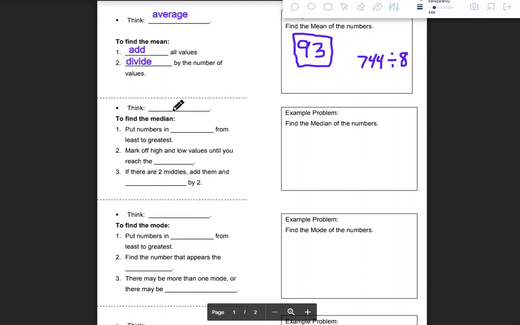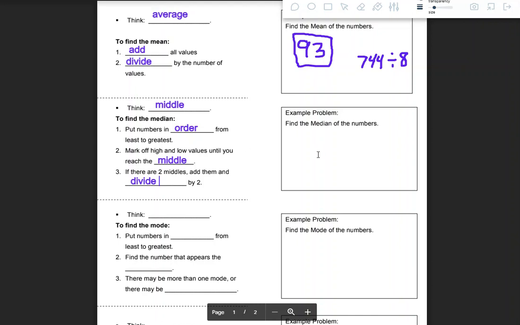When you think median, you want to think middle. What we have to do is put our numbers in order from least to greatest. We mark off high and low values until we reach the middle. If there are two middles, then we add them and then we divide by 2. So sometimes there's not going to be one exact in the middle. There might be two that are in the middle. If that happens, we would just add those two that are in the middle and divide by 2, and we find the average of those two.